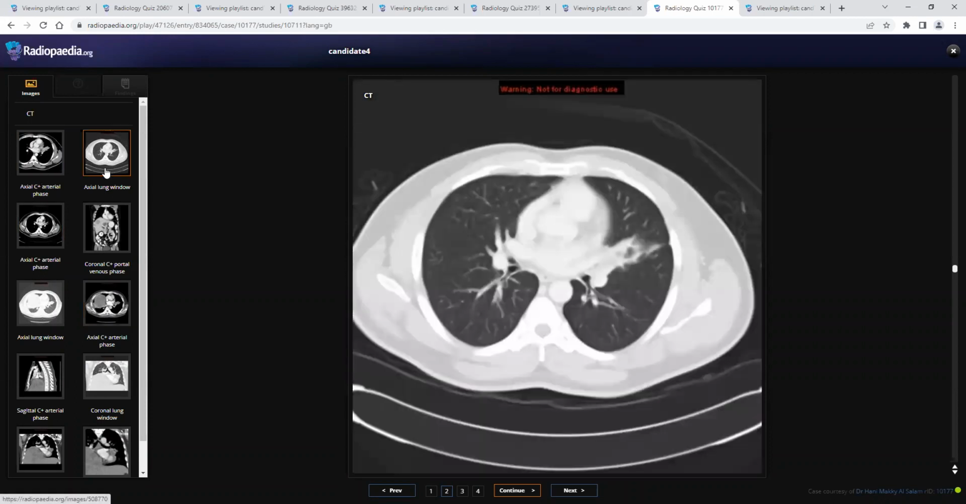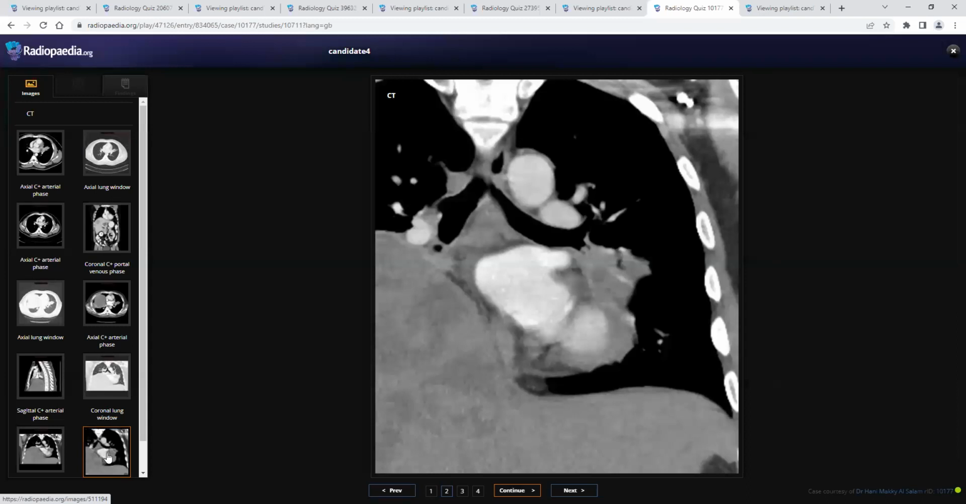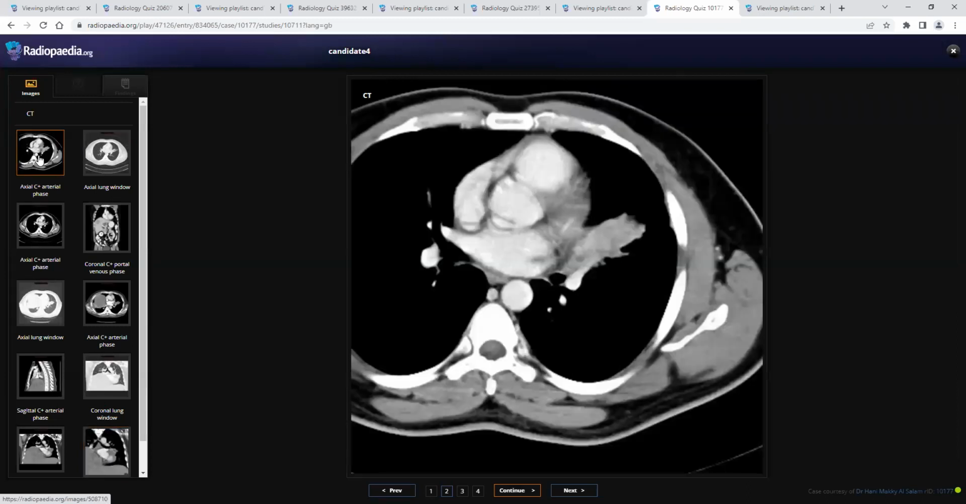Yes. The consolidation is limited to the left hilar region. In that case, it can be any endobronchial lesion with postbronchial pneumonitis here.